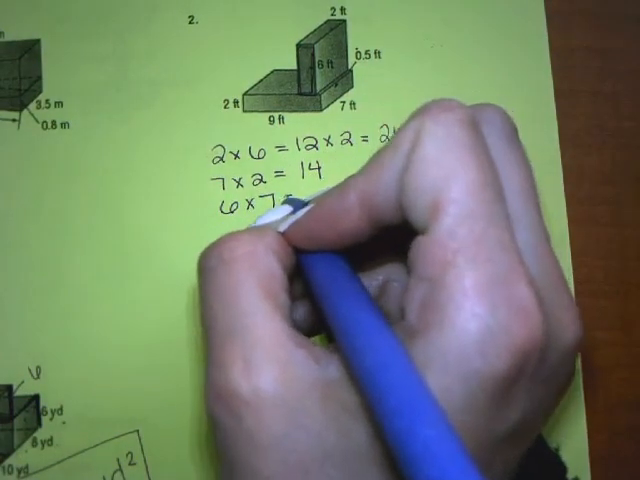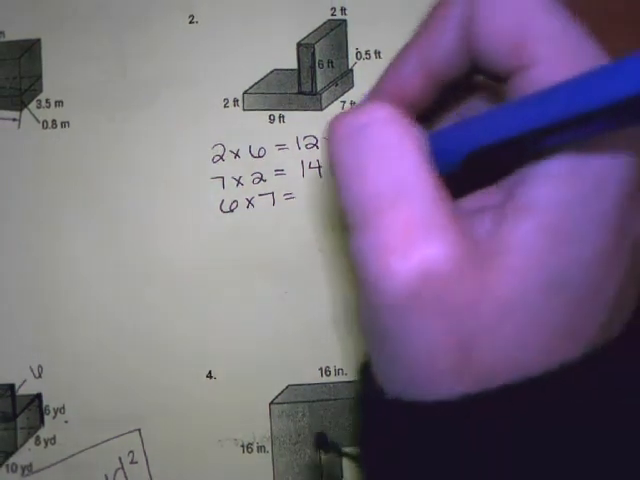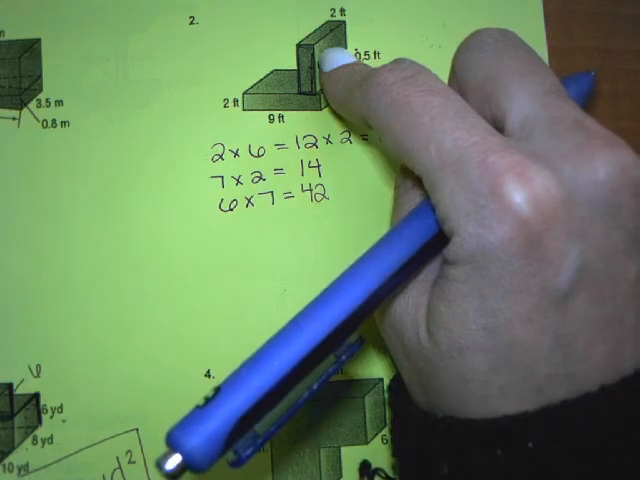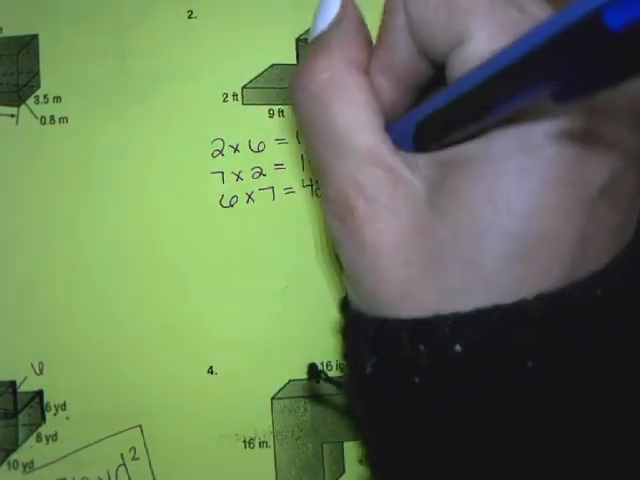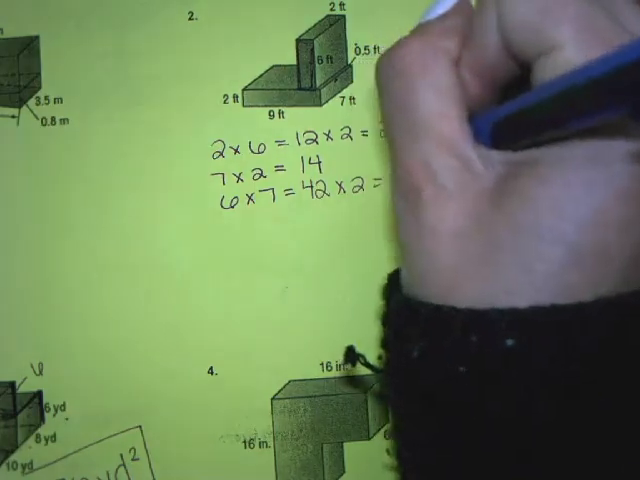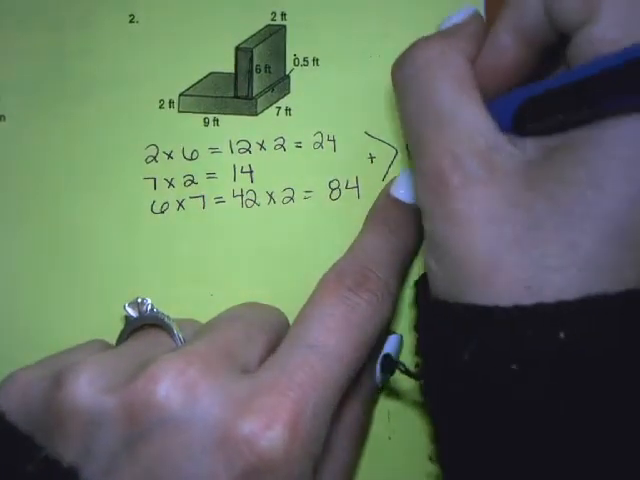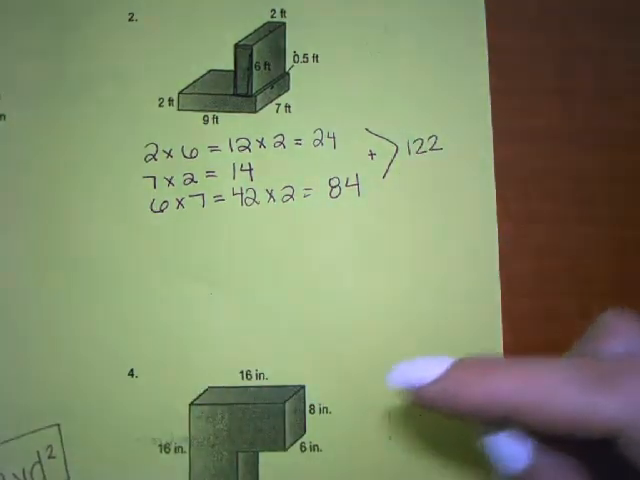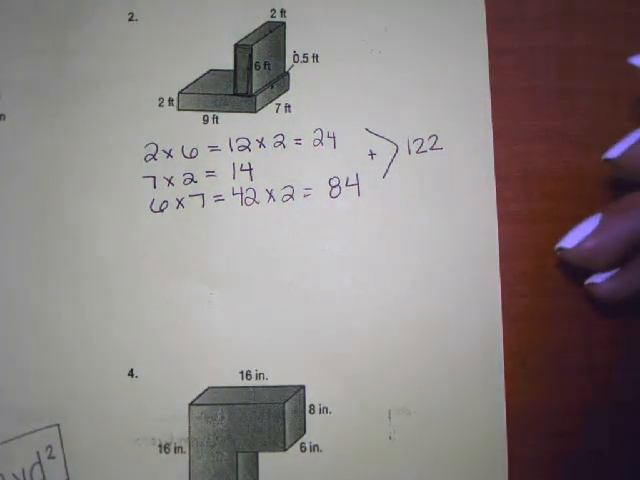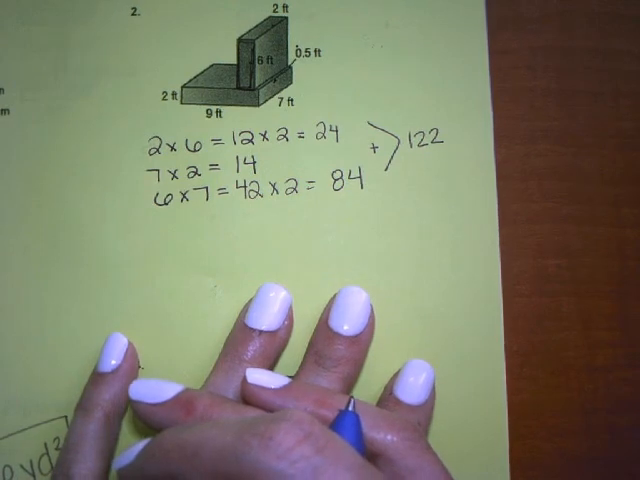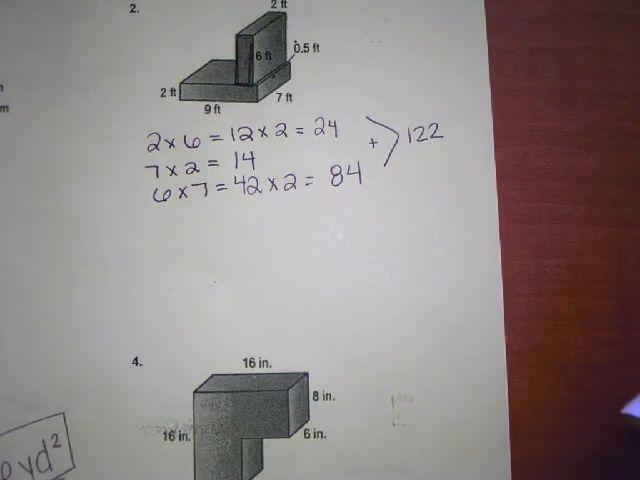6 times 7, 7 times 6, which is? 42. That's this side. Are there two sides that are exactly the same? What is that? 84. Which means when you added all of those together, you told me what? So the surface area of the top rectangular prism is 122. Does that make sense, everyone? Okay, the bottom's a little bit trickier, right, guys? Because we got some funky things going on, correct?